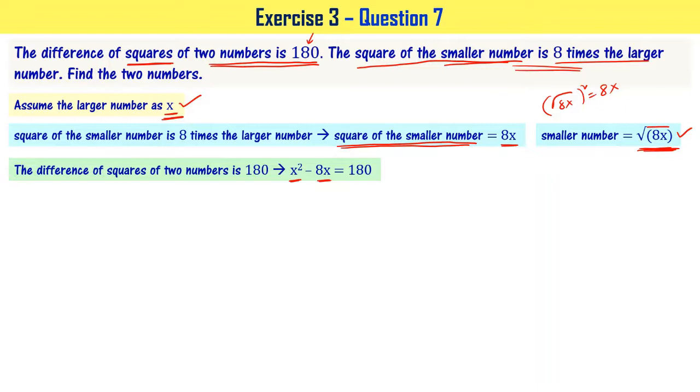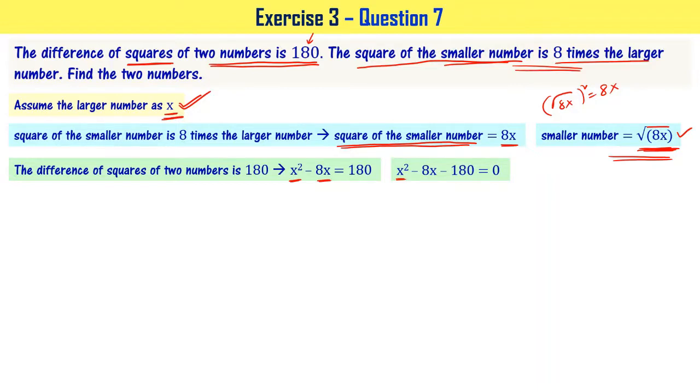Now x square minus 8x equal to 180. Let me rearrange this equation such that I can write it as x square minus 8x minus 180 equal to 0. This is the quadratic equation, right? By solving this, we'll get the value of x, that is the larger number. Once you know the larger number, you can get the smaller number using this, right?